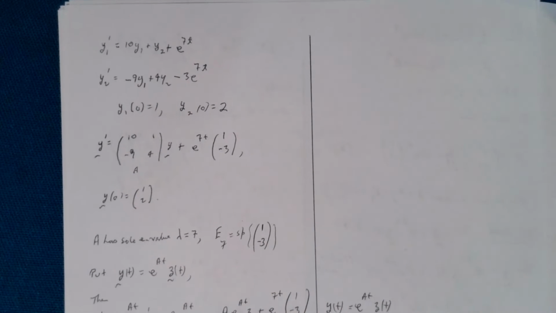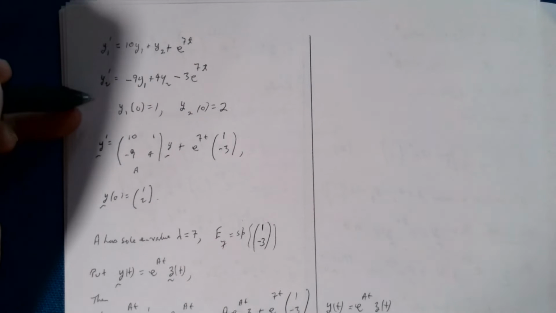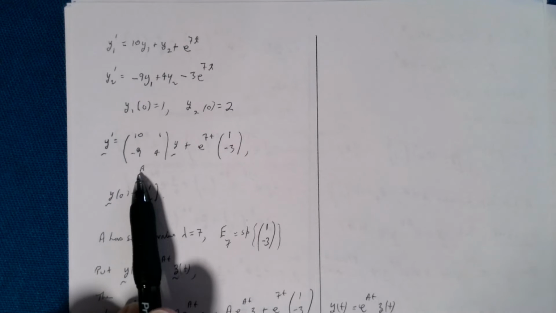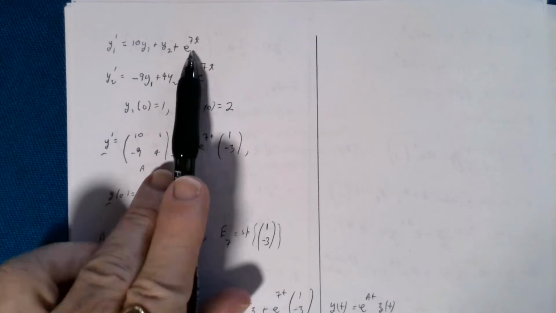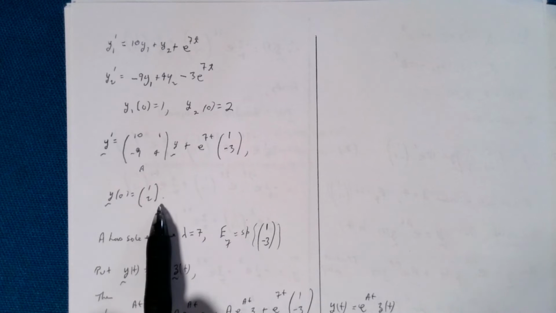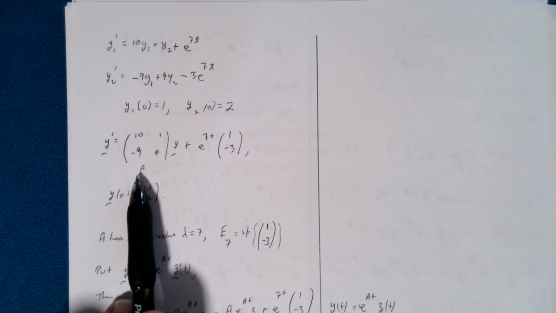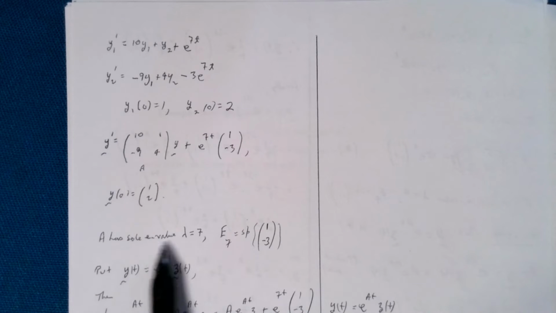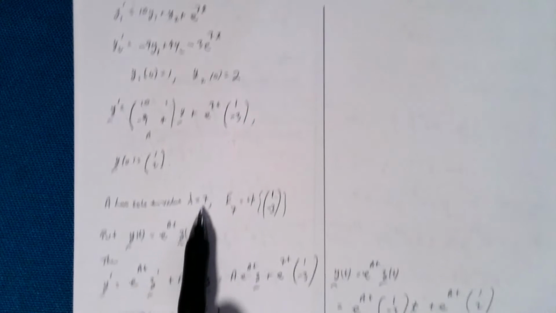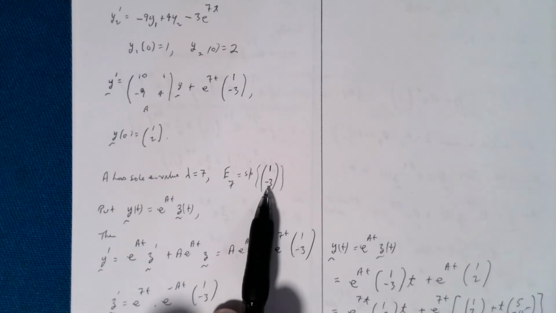So here is a system of equations. We immediately, of course, write it in matrix form, which looks like this. And here's the forcing term here. We get a 1 minus 3 times e to the 7t, and there's the initial condition. Now again, we analyse the matrix A firstly. So A has sole eigenvalue lambda equals 7, and the eigenspace just consists of 1 minus 3.